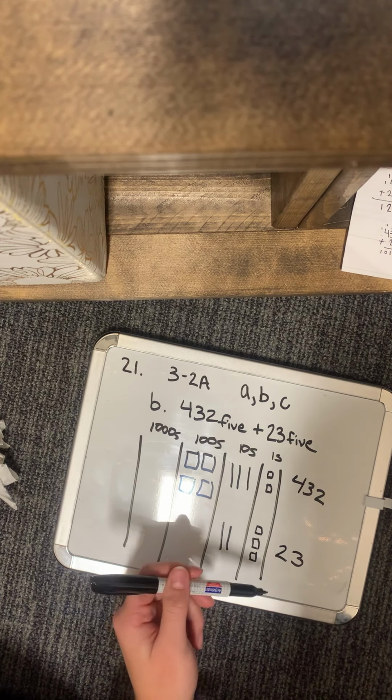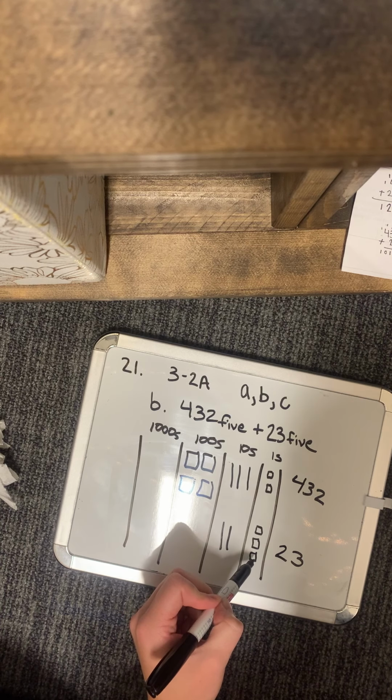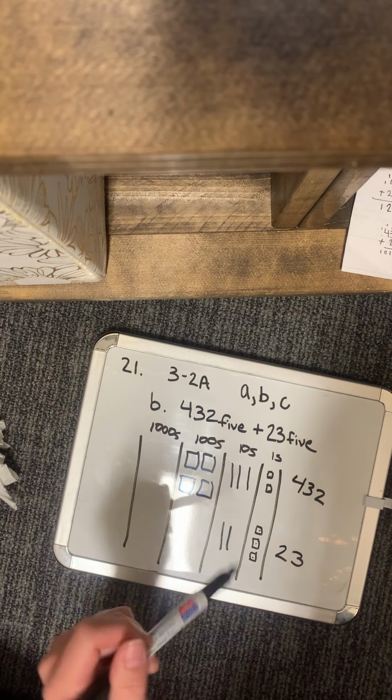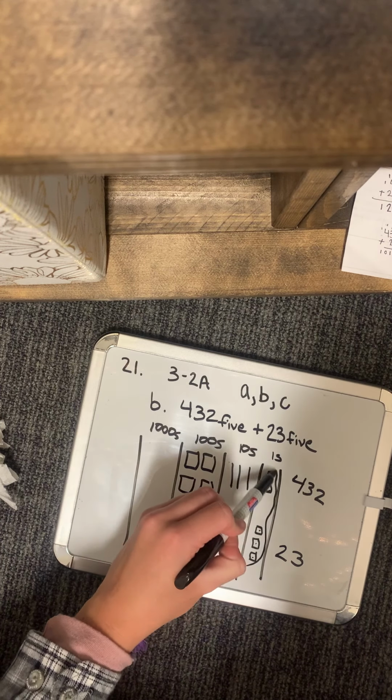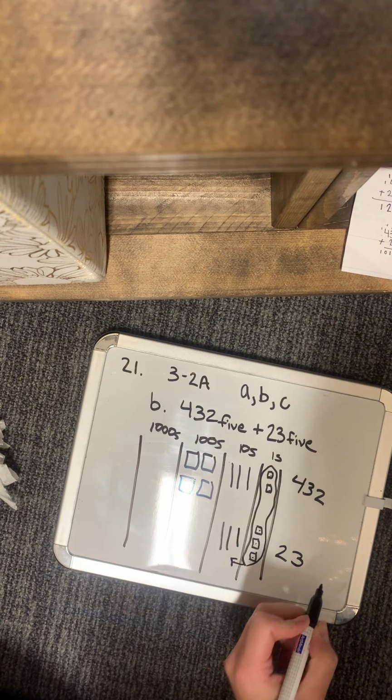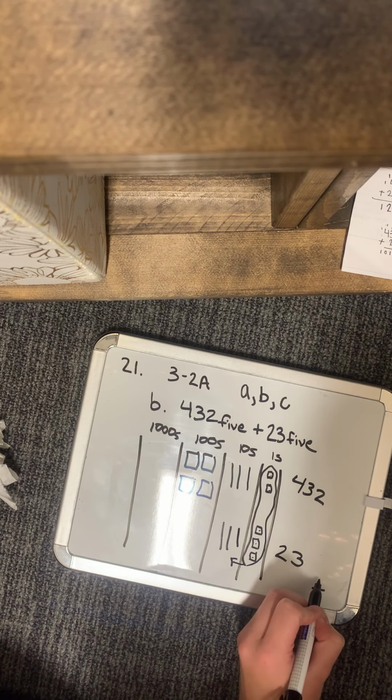So we're going to start in the ones again, and we're going to look for bundles of 5. 1, 2, 3, 4, 5. Well, look at that. We have a bundle. So we can move it over here. And so our ones has a 0.